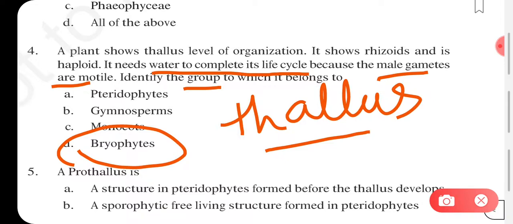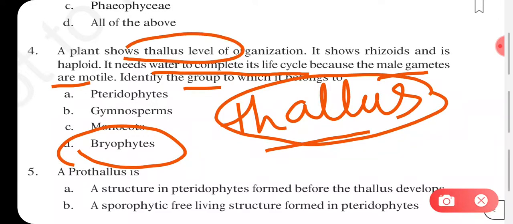They do not have a true root, stem and leaf structure. They possess root-like, stem-like, leaf-like structures. Okay, and they are haploid. Fine. And they produce gametes that are haploid. So bryophytes will be the correct answer here because they have a thallus present in them.